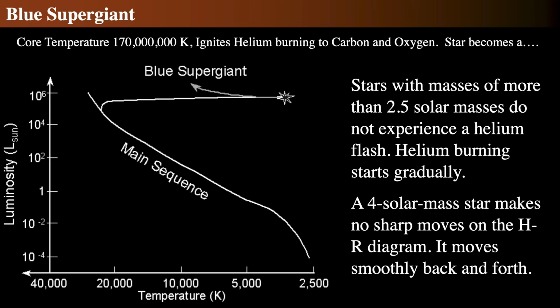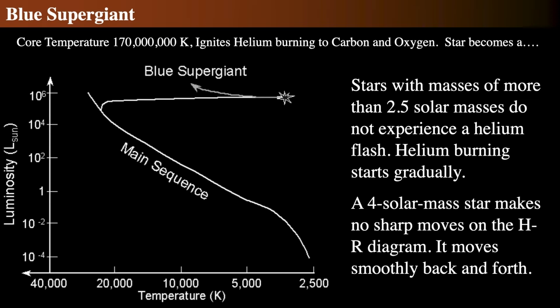because it ignites smoothly. Stars more massive than about 2.5 times the mass of the sun don't have a helium flash, meaning the electrons do not get so compressed in the core that they become degenerate. And the degeneracy never occurs for stars more massive than 2.5 times the mass of the sun. And it starts burning very, very gradually. So much more massive stars simply wag back and forth, and they get bigger and smaller, hotter and cooler. And they stay at that extraordinary luminosity, but their surface temperature changes.